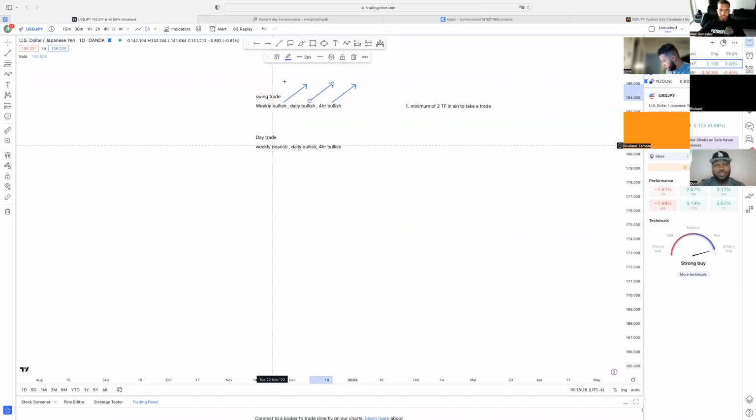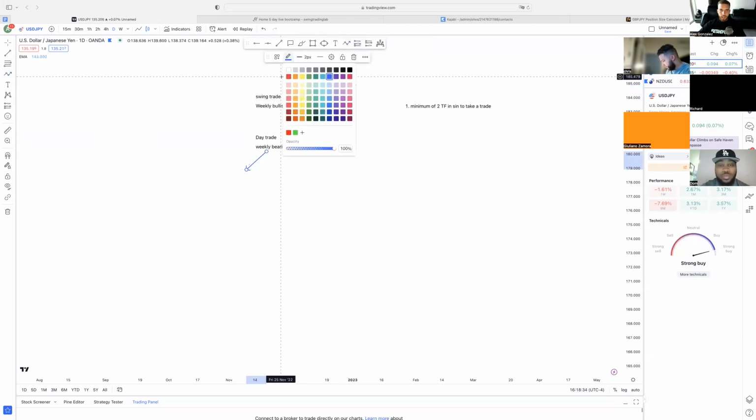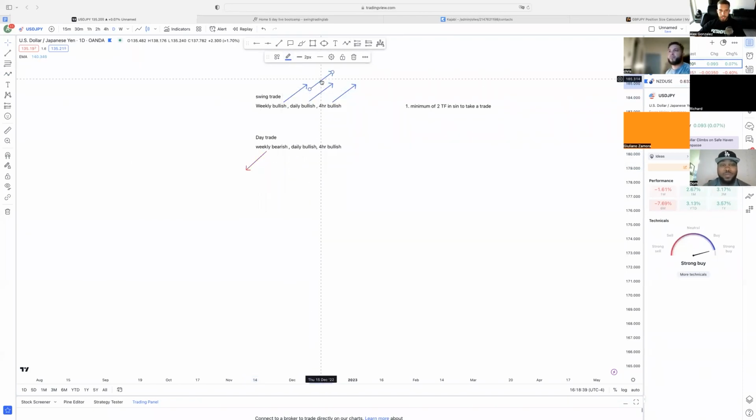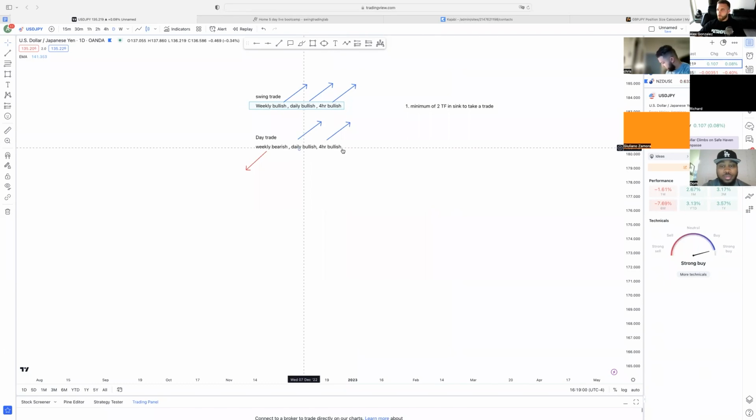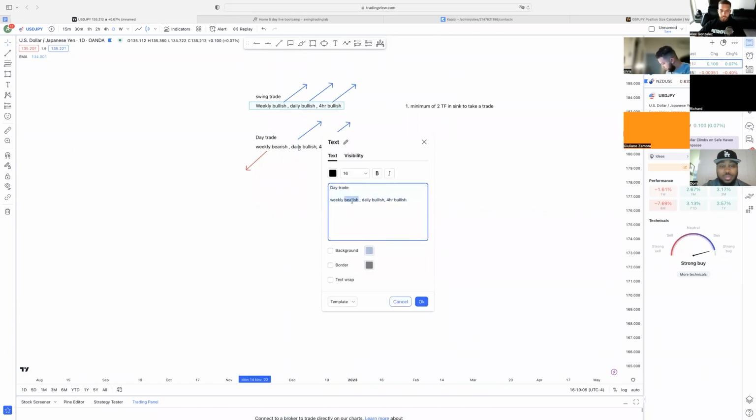But for example, this day trade has the weekly time frame bearish, just make it red so it's more visual, has the daily time frame bullish, and then the 4-hour time frame bullish. Both of these trades are good for me to put as an interesting trade because we have a minimum of 2 time frames in sync to take a trade. So kind of like I mentioned, it basically has to be one after the other. So 4-hour and daily, or weekly and daily.